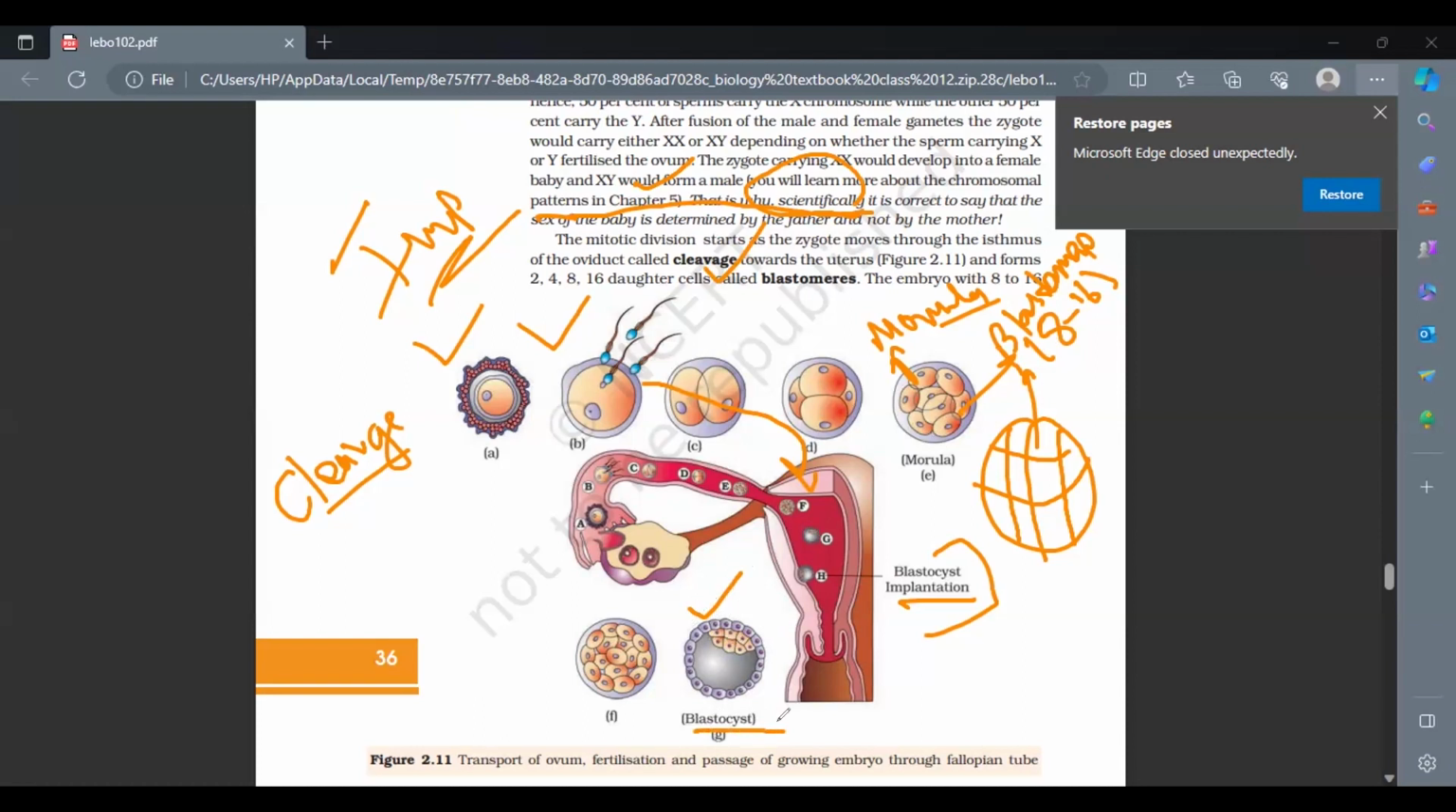Remember, okay? Now, what is that implantation? On the wall of the uterus, if you remember, we have read in the menstruation cycle that the endometrium keeps on developing, and because of the release of progesterone from the corpus luteum, the endometrium lining is maintained. And when the stage of the blastocyst comes down to the uterus, it meets this lining of the uterus and gets implanted inside.